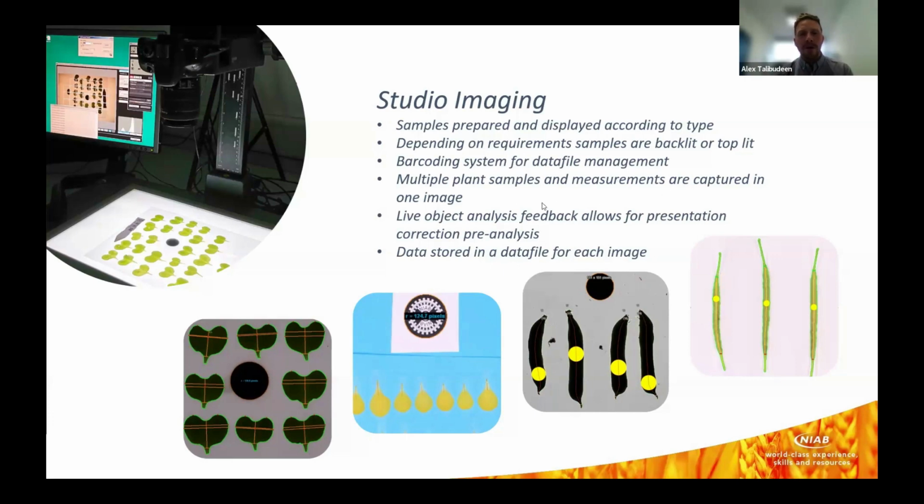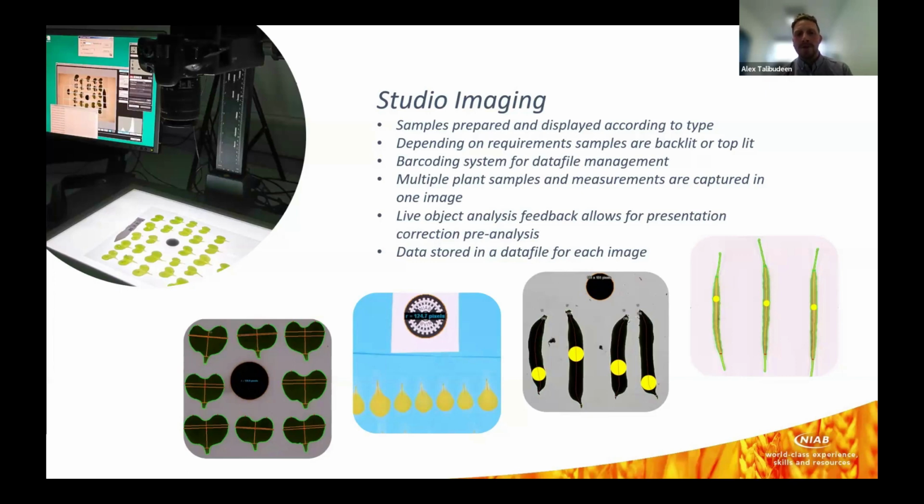We also have a barcoding system that follows the sample from collection in the field to the image, and that is then used to label the files, the images, and the data files that come out of the software that we use. And obviously, one of the advantages of doing it this way is you can obtain multiple measurements from multiple plants in a single image.